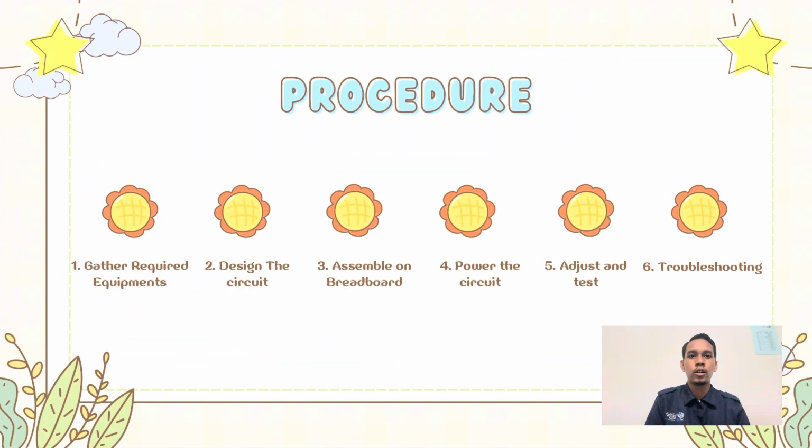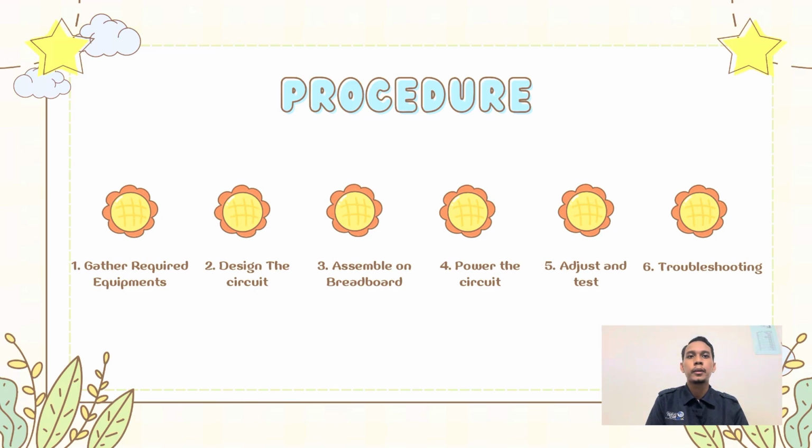For our procedure, after we completed gathering all the equipment necessary for our project, we proceed to our first step, which is design circuit. We connect the potentiometer and the resistor to pins 6, 7 and 2 of the IC.